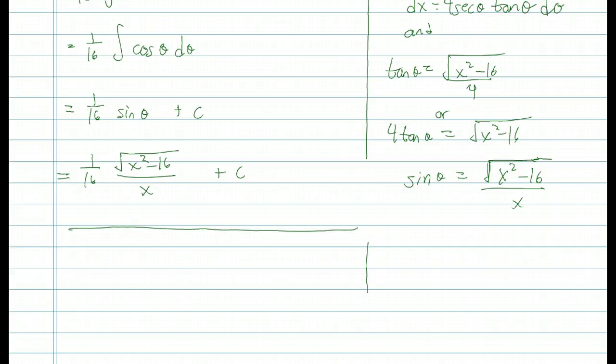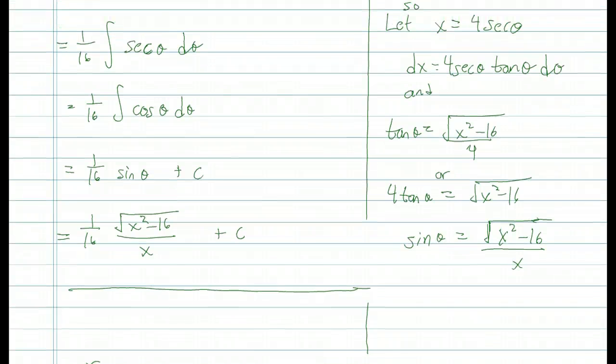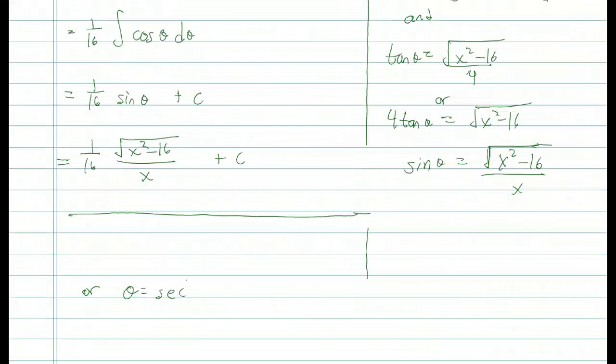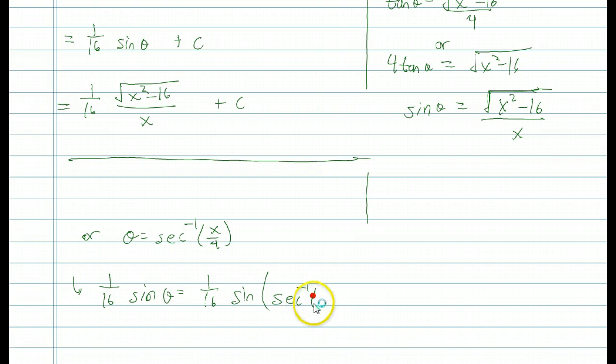Okay, if you don't like that last approach about going back to the triangle, what you could do is take our identity and solve it for theta, which would give you theta equals the inverse secant of x over 4. And then you could look at 1/16 sine theta and replace theta by the inverse secant of x over 4. But then you would want to reduce that. You don't want to look at the sine of the inverse secant of x over 4. There's a way to reduce this if you remember from your pre-calc days.